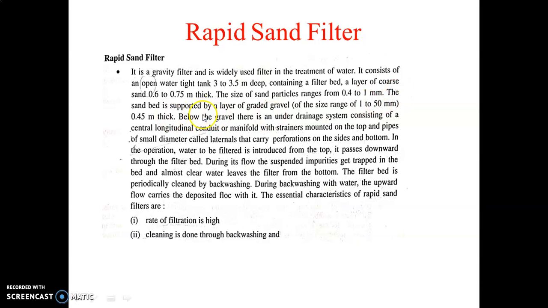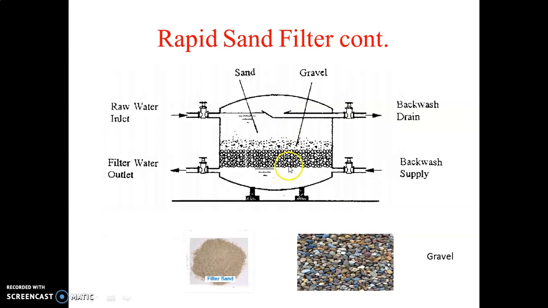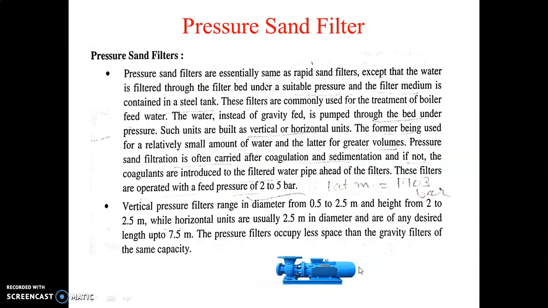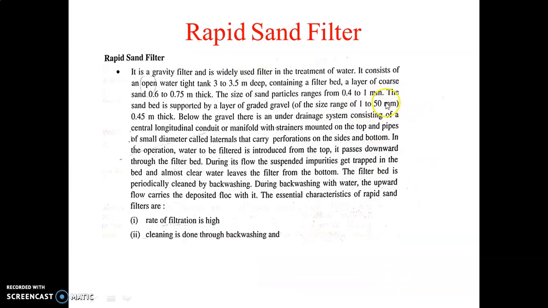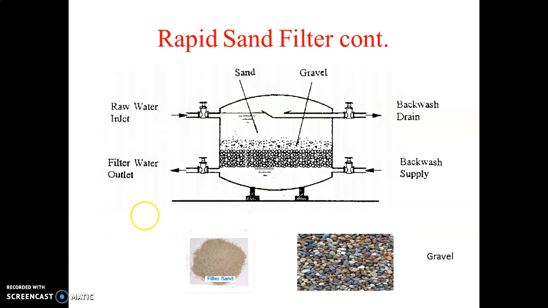Then this sand bed is supported by a layer of graded gravels. Gravels are nothing but slightly larger stones. This figure shows the gravels. Below the sand we have to put these gravels. The size of the gravels is 1 to 50 millimeters, and the thickness is 0.45 meter thick. Sorry, 0.45 meter thick. Okay.